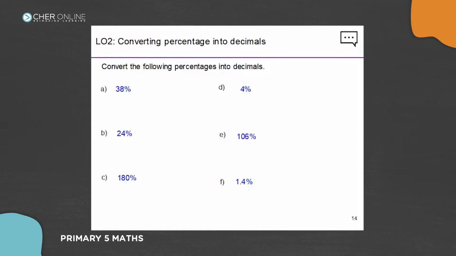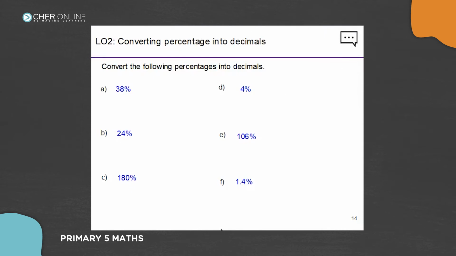All right, let's move on to the second. We'll look at a few ways of conversion. We'll start with this one first: converting these percentages into decimals. Converting a percentage to decimals is very, very straightforward, as you can see in this slide here.